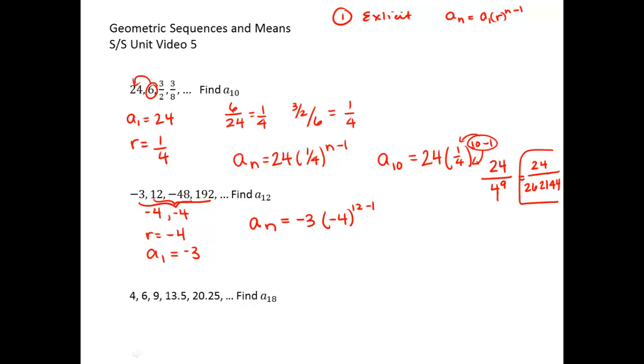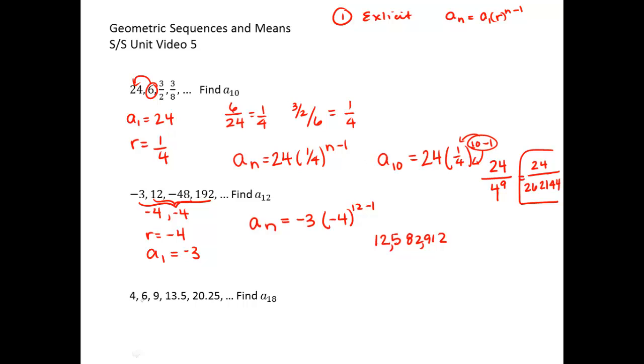Because this one's not a fraction, it actually comes out pretty nice, and it does come out to a positive value of 12582912. I'll go back and stick in some commas so we can pronounce it correctly, and it's 12,582,912 is the 12th term.